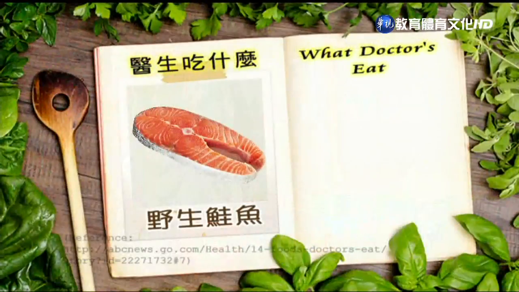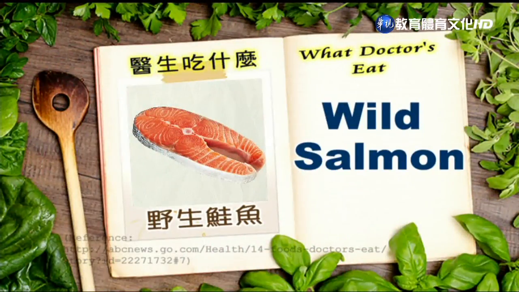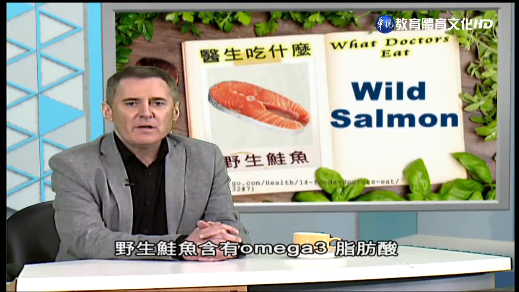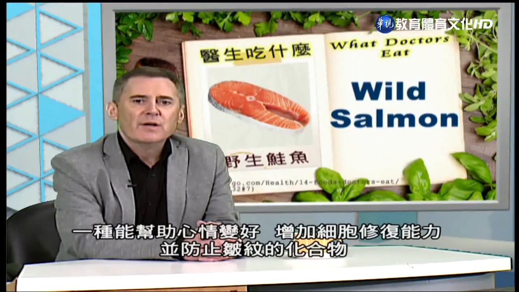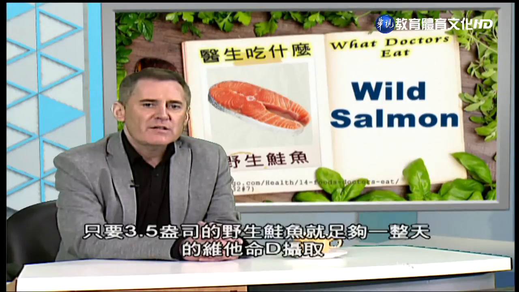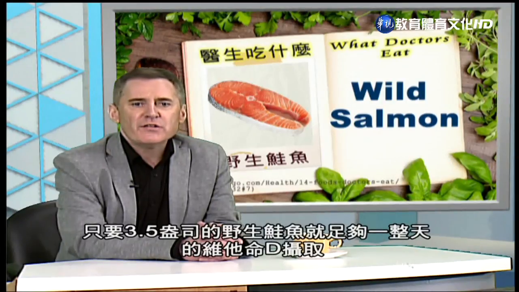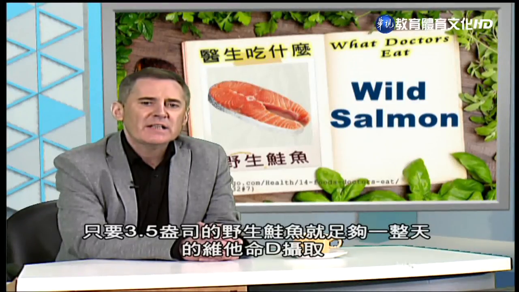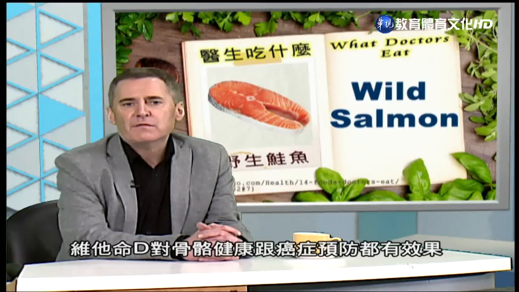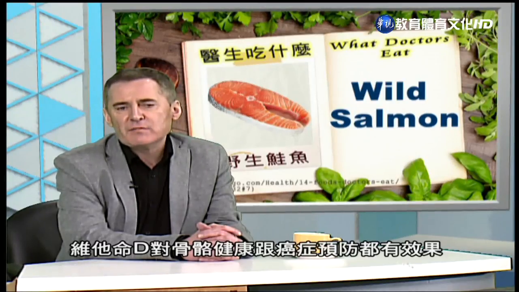Number eight, wild salmon. Wild salmon are loaded with omega-3 fatty acids, compounds that help boost your mood, improve cell repair functioning, and ward off wrinkles. Just one 3.5-ounce serving of wild-caught salmon also touts a day's worth of vitamin D, a component vital for bone health and cancer prevention.